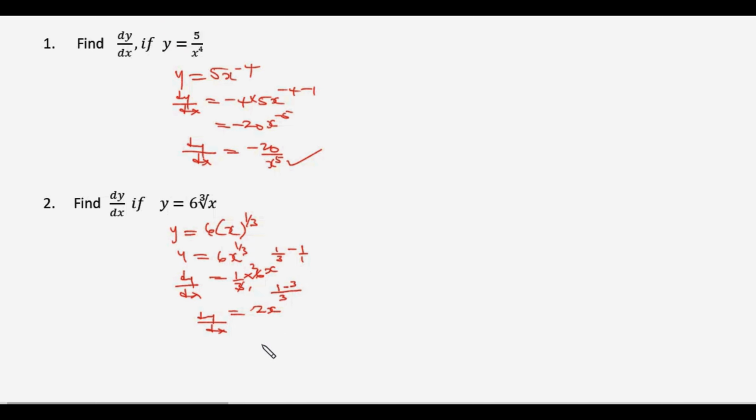So we now have this as dy/dx is equal to 2x raised to the power 1 minus 3 is minus 2 over 3. So rewriting this becomes 2 all upon x raised to the power 2 over 3. So this dy/dx, this is our answer, 2 over x raised to the power 2 over 3. So this is our answer.